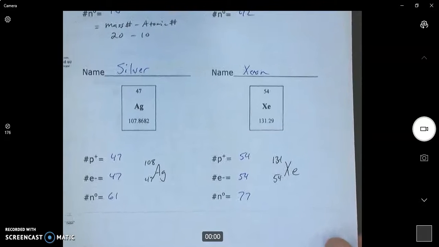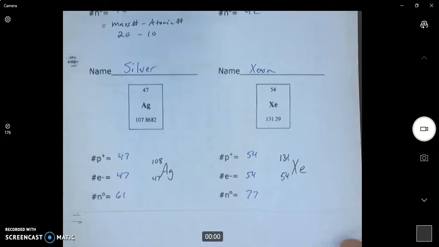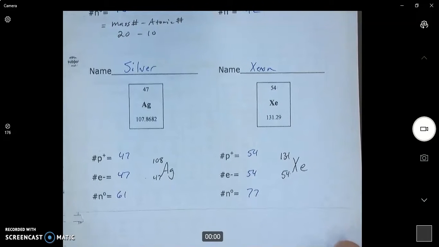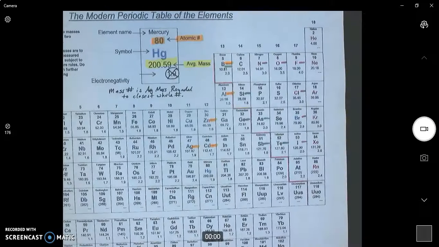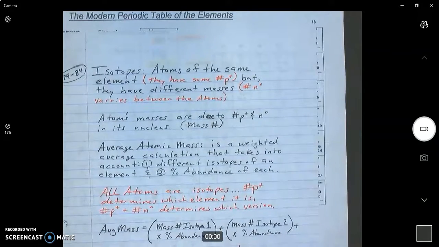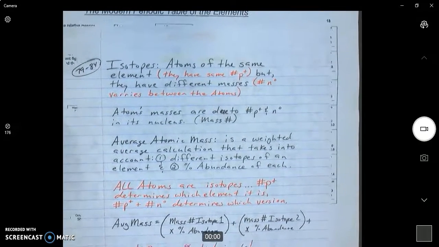You can pause the video now and take a look at silver and xenon. Check your work against theirs, make sure you have the right numbers in the nuclear symbol. What we want to move on to now, once you've checked your work, is we want to talk about isotopes.